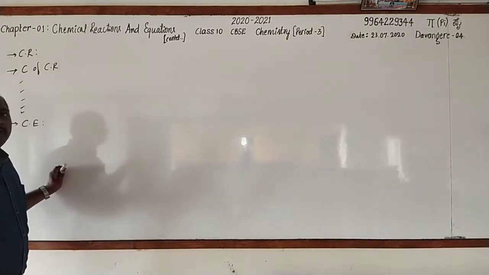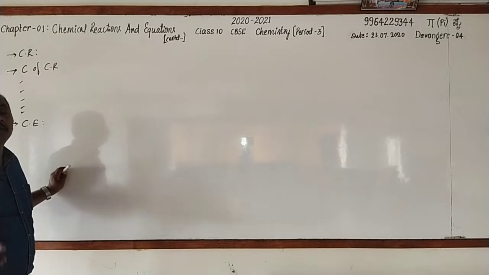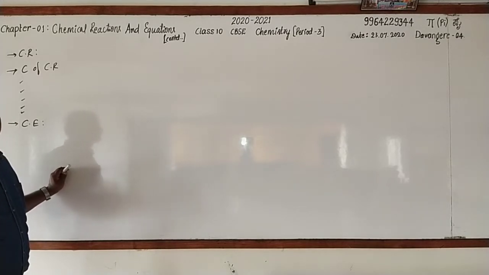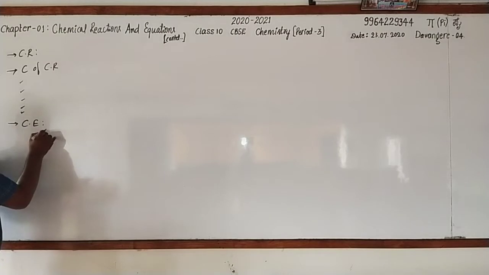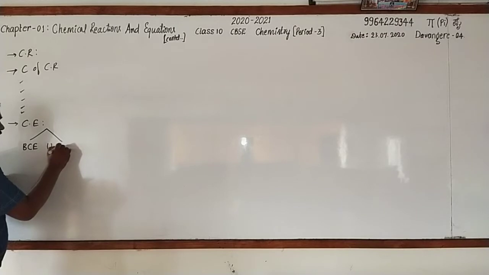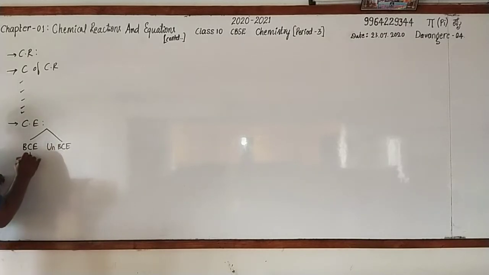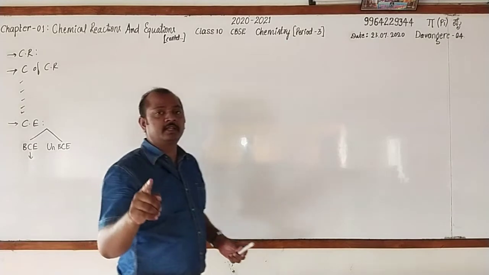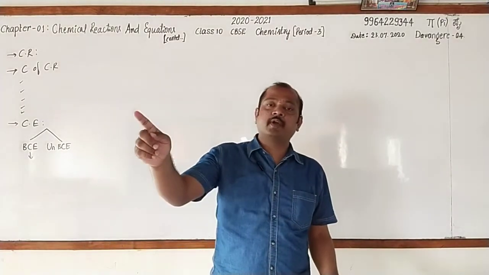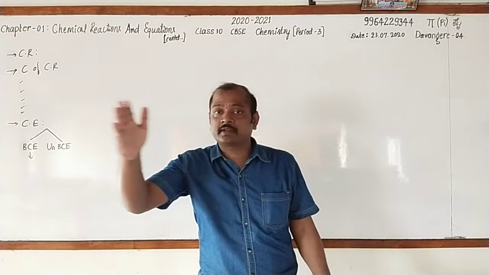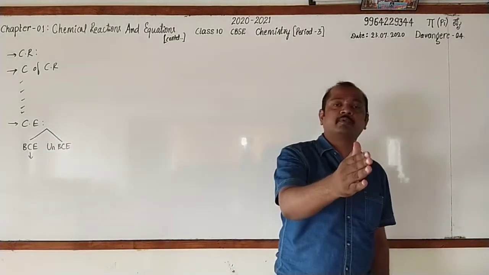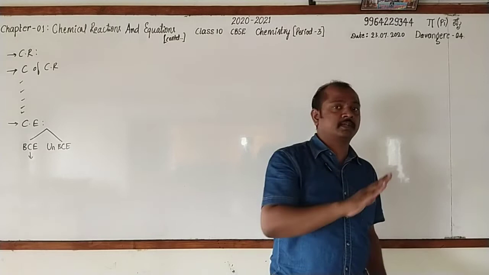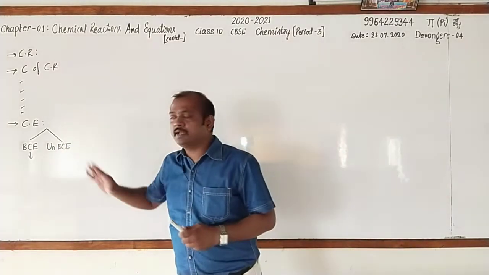What is called the shortened form of chemical reaction? It is called word equation, is it not? And in chemical equation we have 2 types. What are those? One is balanced chemical equation, another one is unbalanced chemical equation. Balanced chemical equation is a chemical equation in which the number of atoms of each element on the reactant side is equal to the number of atoms of each element on the product side, right? This is balanced chemical equation.